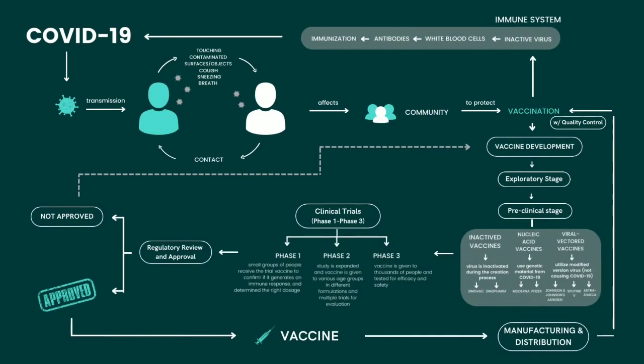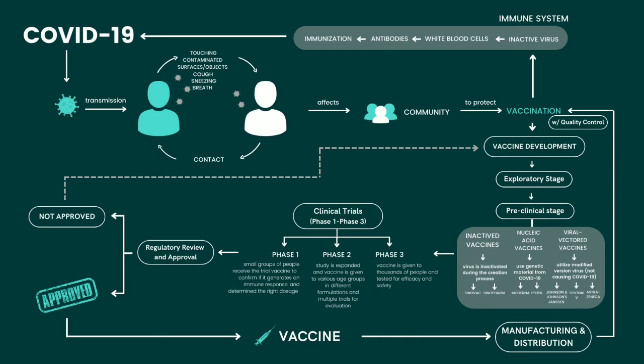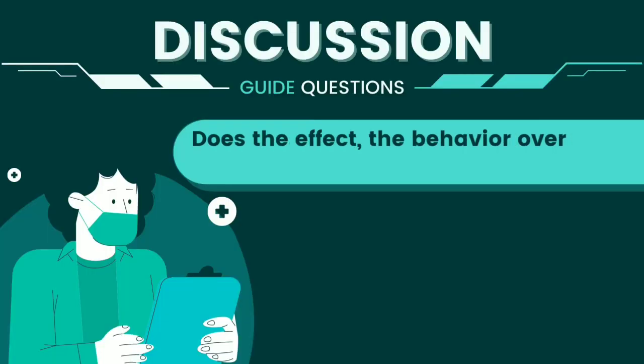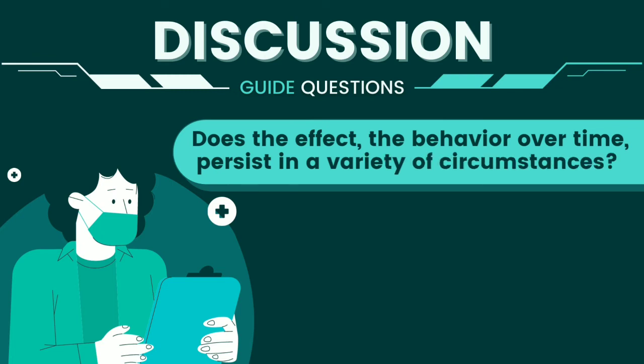Simply, these smaller systems work hand in hand to complete the whole story of how one gets vaccinated, from the vaccine development to the building up of defense against this virus. Each part is critical to the overall system, so if one fails, the entire system is affected. Thus the effect, the behavior over time, persists in a variety of circumstances.